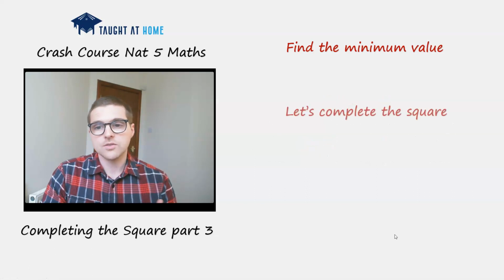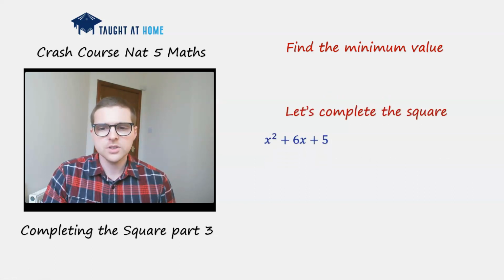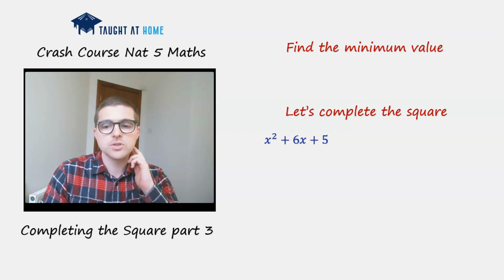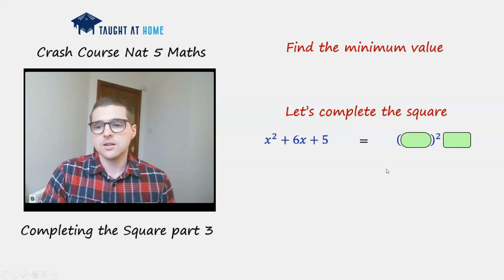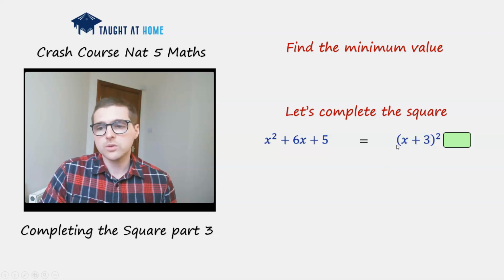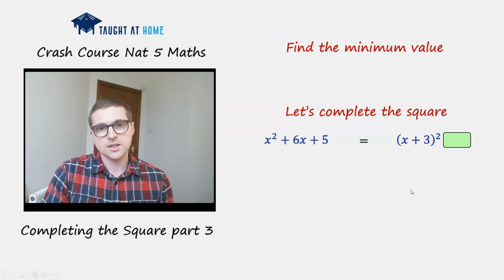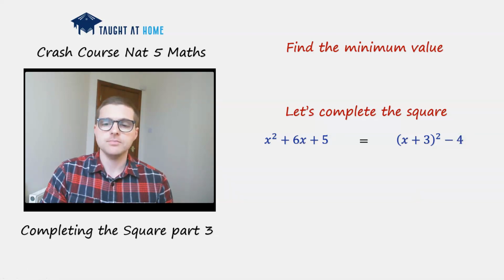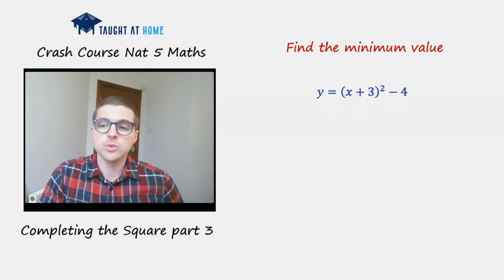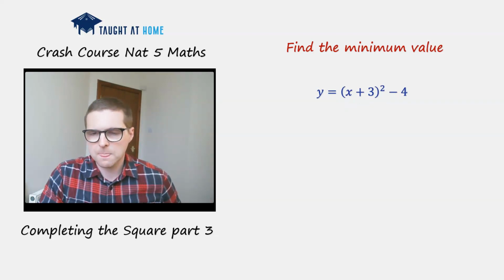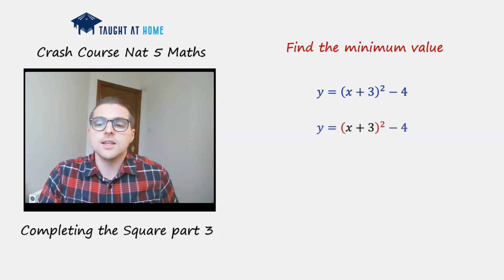Now the way we do this is, of course, completing the square. So let's complete the square here. We've got x squared plus 6x plus 5. Now if we want to complete the square, let's halve the 6. So 6 divided by 2 is 3. But also we know that 3 squared is 9, but we want not 9 but 5. So we have to subtract 4 from that. So x plus 3 squared minus 4 is what the equation is. So we've got y equals x plus 3 all squared minus 4, and we want to find the minimum value of this. So let's have a look at the brackets term.